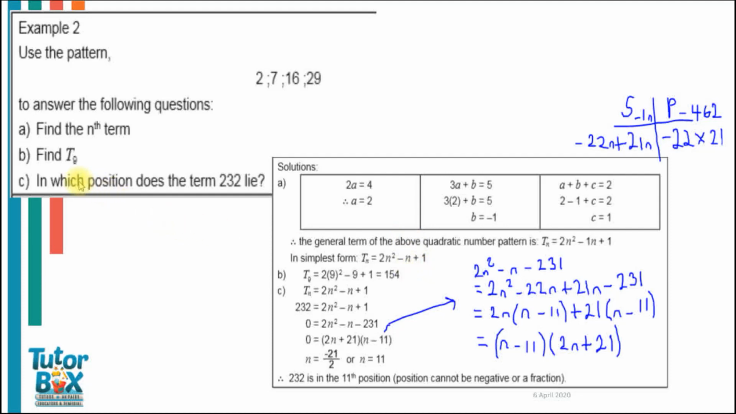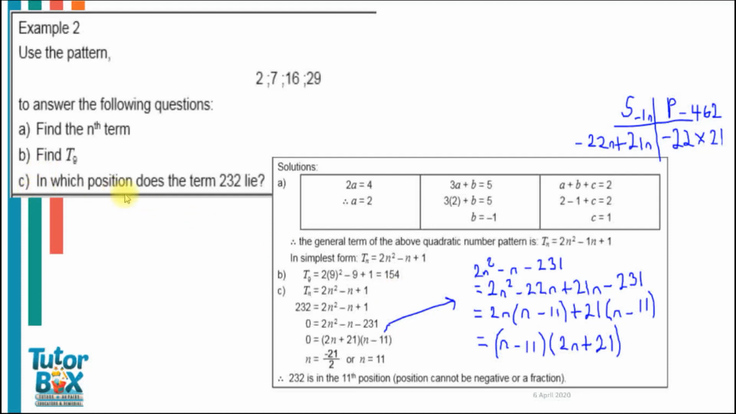And then part B says find the 9th term. Right. So now, instead of Tn, our n is now 9. Okay. So what you're going to do is you're just going to substitute. Where there is n, you put your 9. So you have 2 times 9 squared minus 9 plus 1, you get 154.